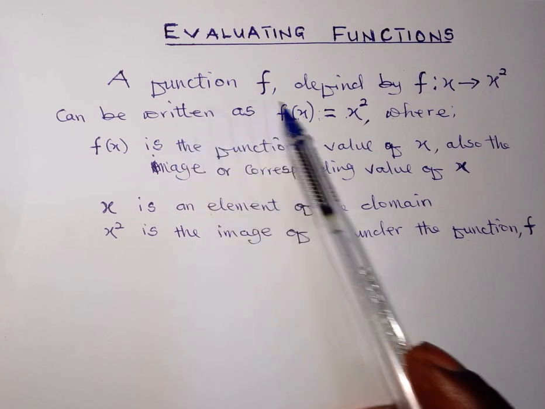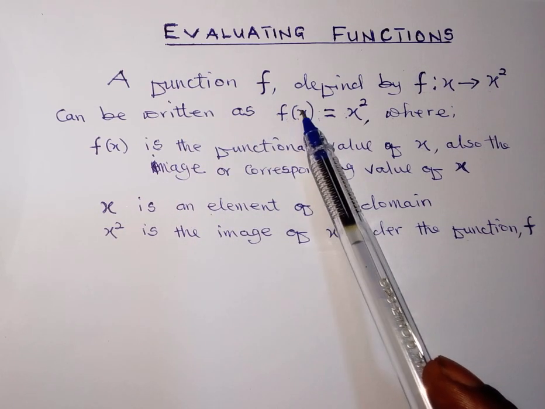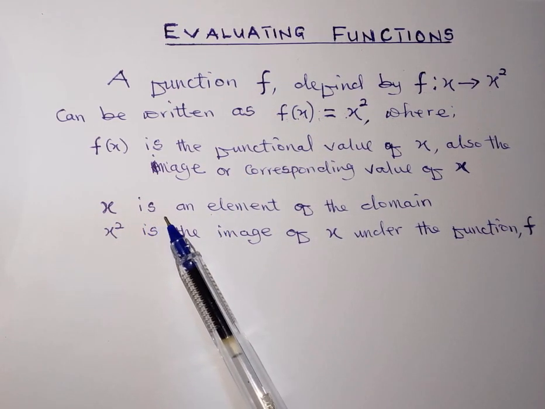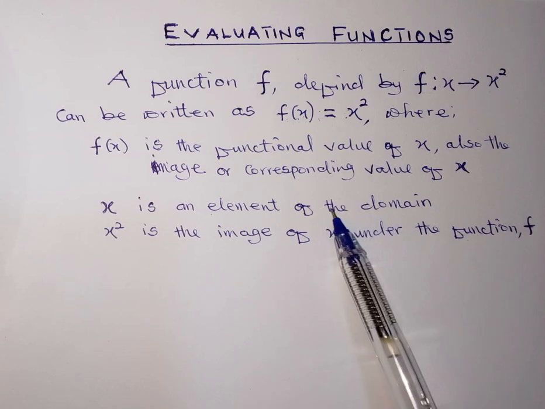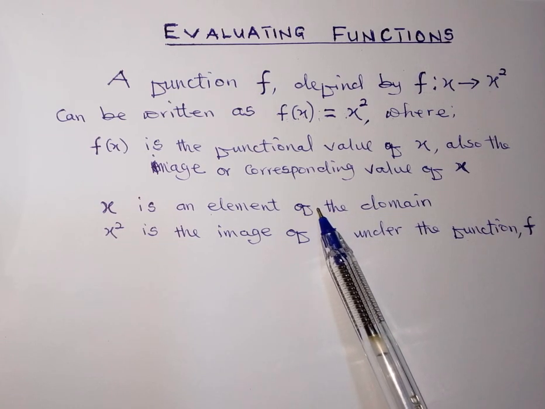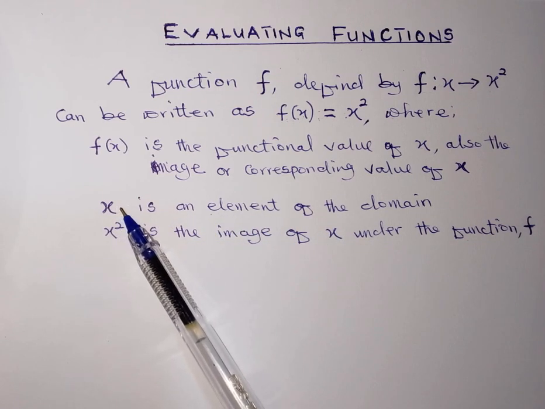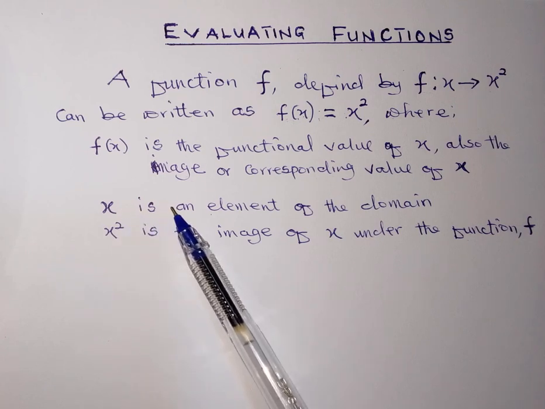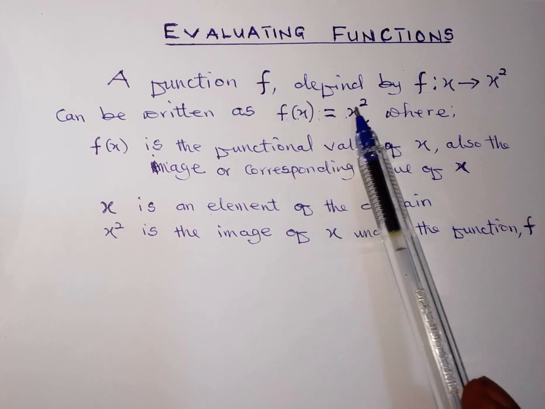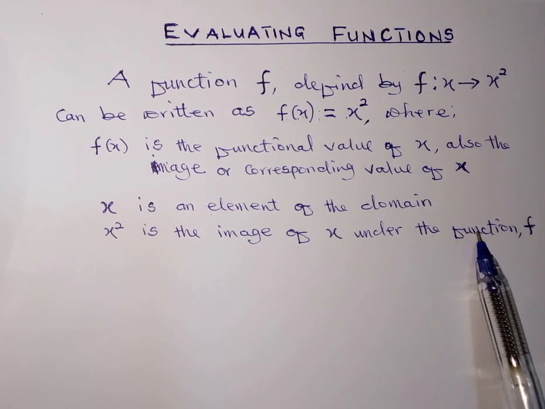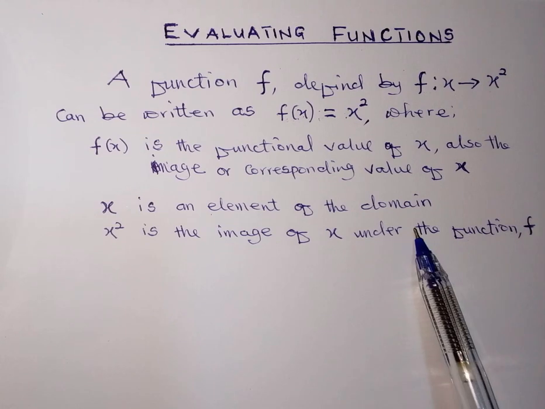Okay, and what is this x? This x you see in this bracket, what is that? We are saying that the x here is an element of the domain. So this x is whatever element you pick from the domain. That is what the x represents, and it is coming from the x-axis. It's an element of the domain, which is the x-axis. And what about this one, the x squared? We are also saying that the x squared is the image of the x under the function, under the function f.